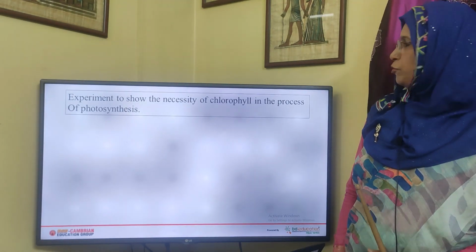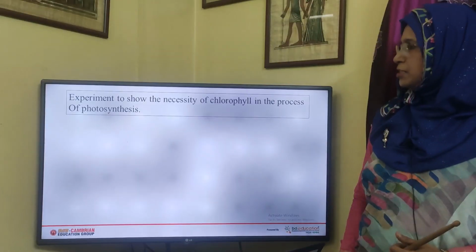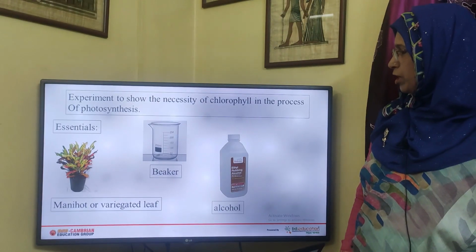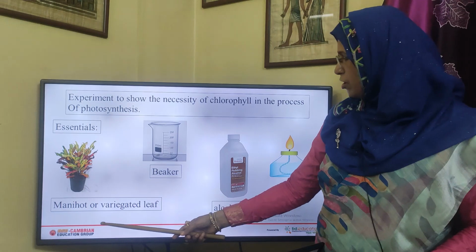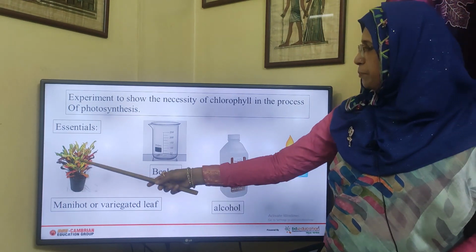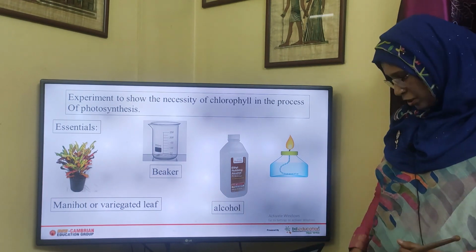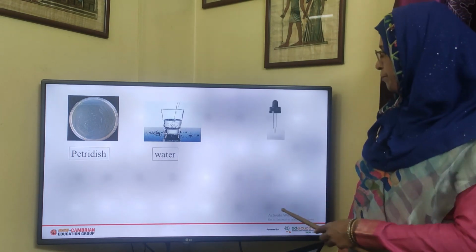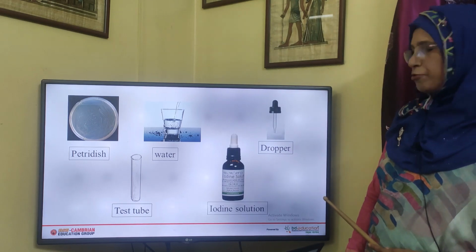Now the experiment shows the necessity of chlorophyll in the process of photosynthesis. For this, what are the essentials or requirements? Here is a manihot or variegated leaf, that means an ornamental plant, a beaker, alcohol, a spirit lamp or Bunsen burner, some petri dishes, some water, a dropper, a test tube, and iodine solution.